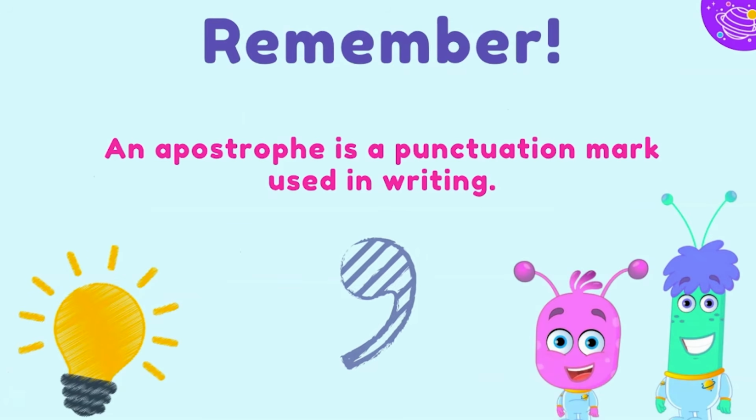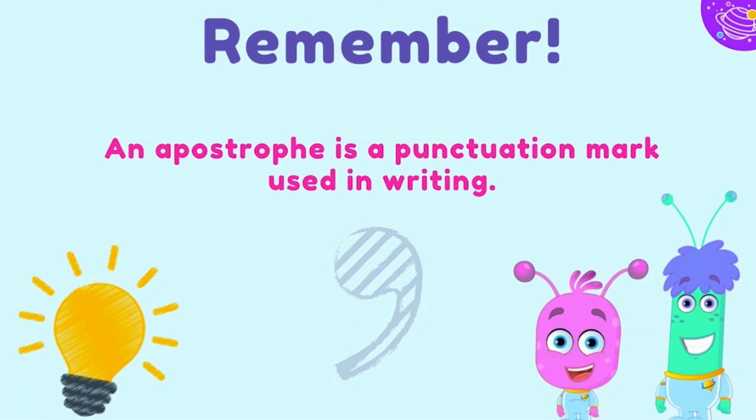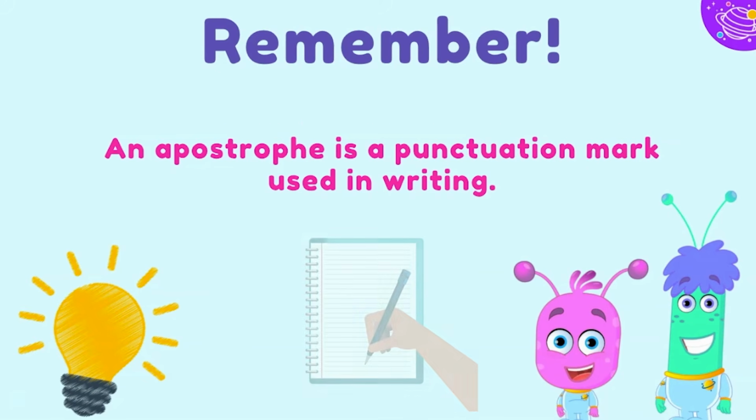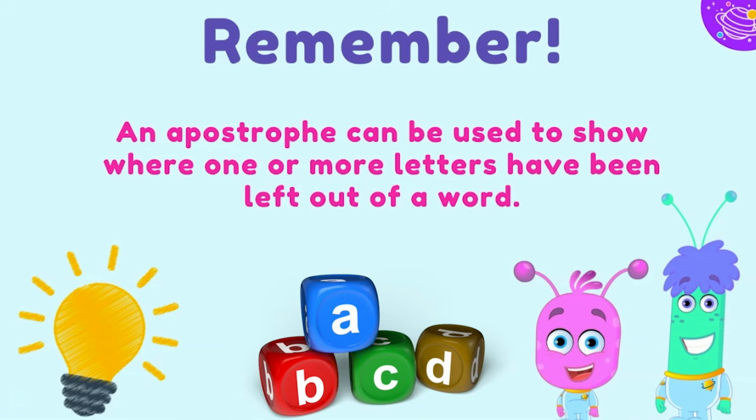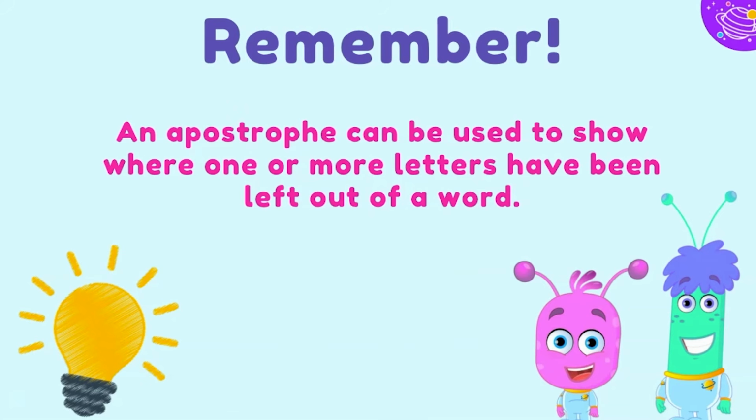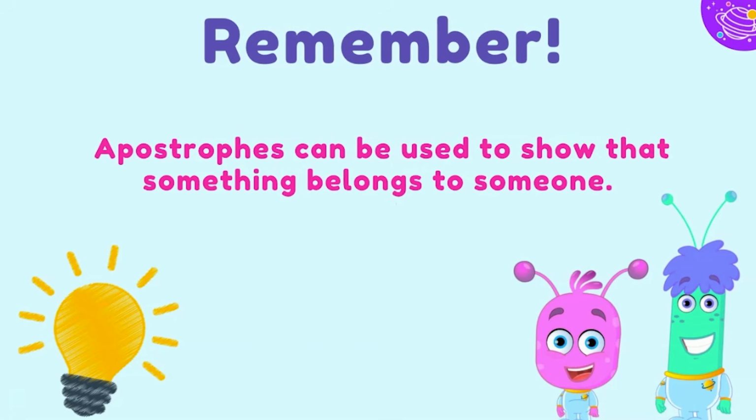Remember, an apostrophe is a punctuation mark used in writing. An apostrophe can be used to show where one or more letters have been left out of a word. Apostrophes can be used to show that something belongs to someone.